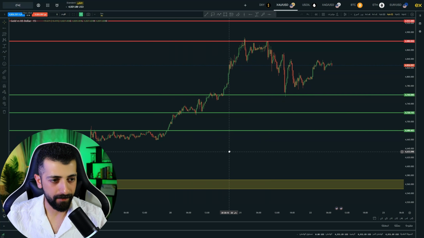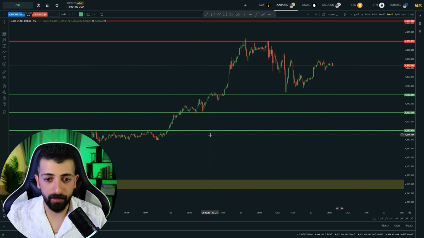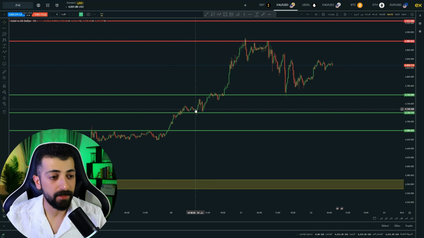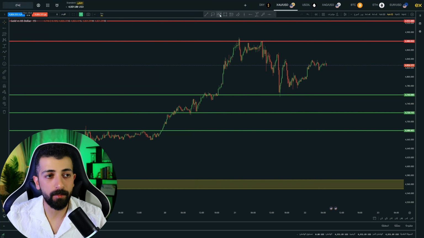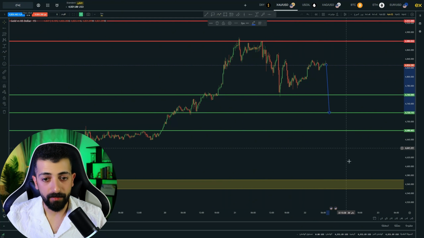Let's take a look. This area, the 4720 to 4721 zone, for example, as you can see, there was a strong upward move from there, then it dropped a bit and then continued its path. That means if the price drops down to the $4,720 price level, that is a very good opportunity for us to take a short-term scalping buy trade.